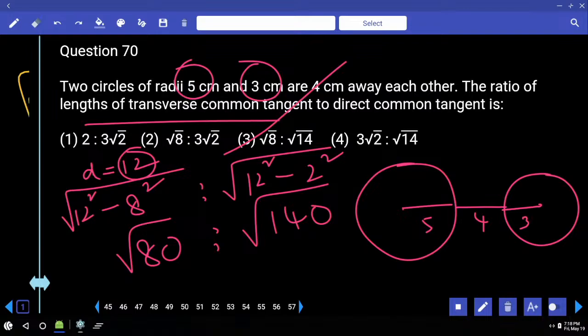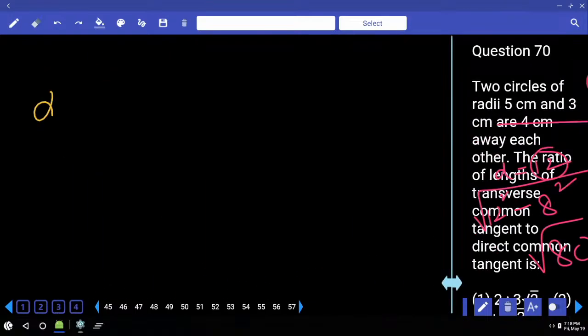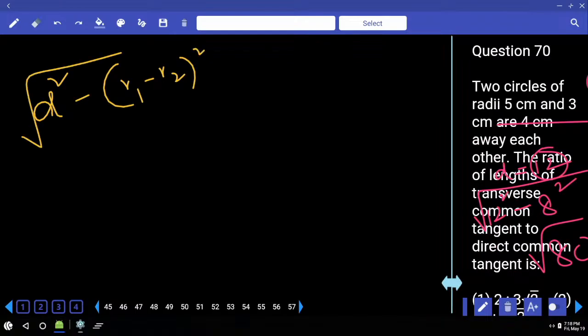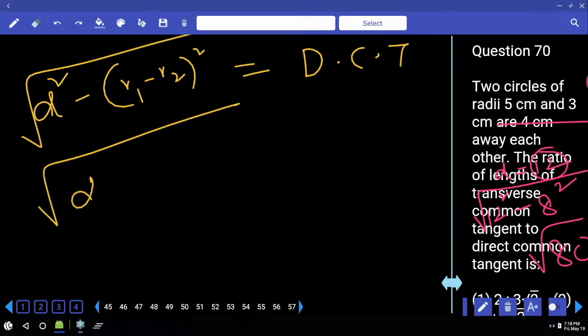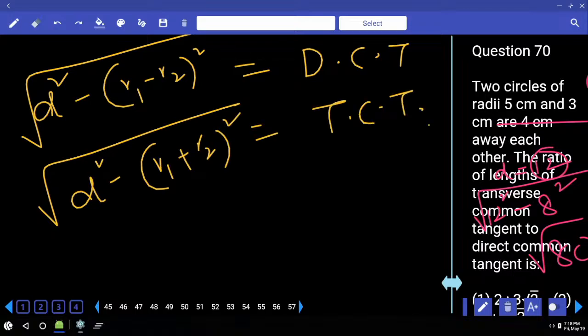D square minus R1 minus R2 whole square is a direct common tangent. D square minus R1 plus R2 whole square is transverse common tangent.